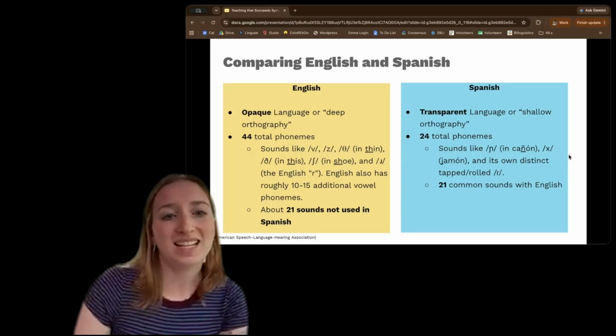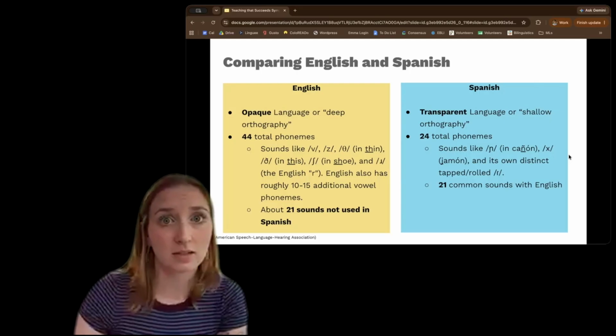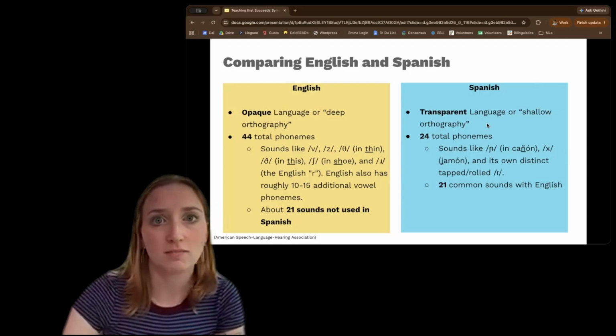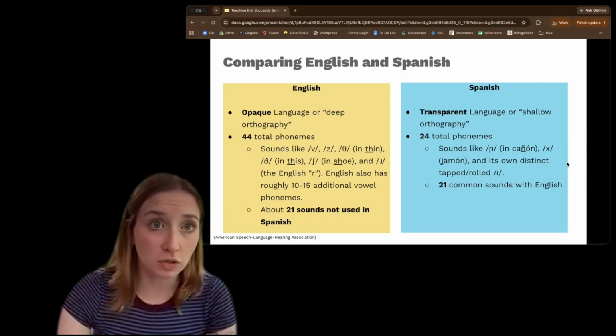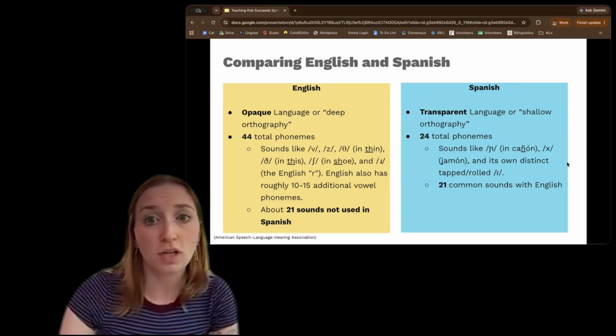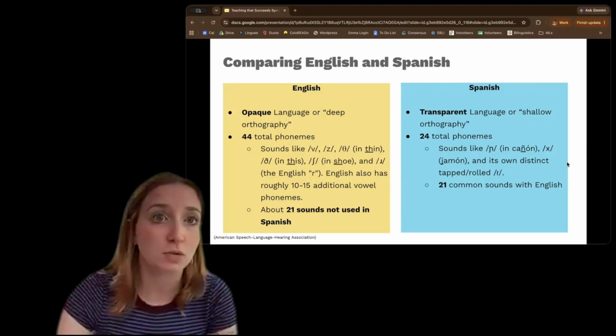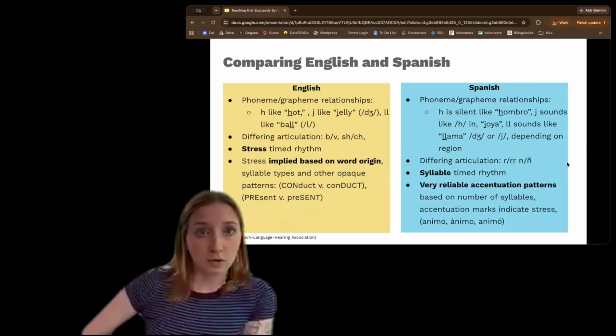But about 10 to 15 of those sounds are vowels, and this kind of varies based on dialect and region and what kind of Spanish students may speak. Additionally, there's a couple sounds that we don't use in Spanish that are used in English, but there's far fewer of those. There's about 21 of the 24 sounds of Spanish which are common with English. So just a little bit more comparison.